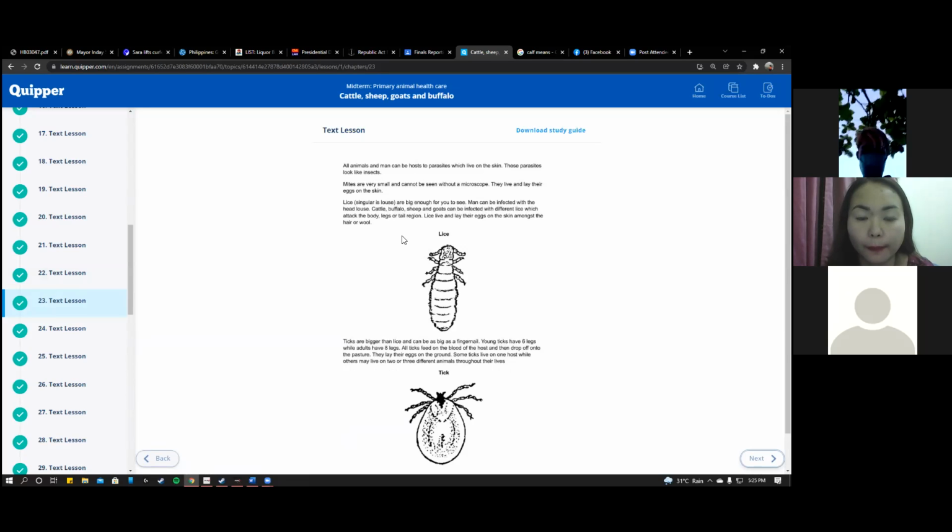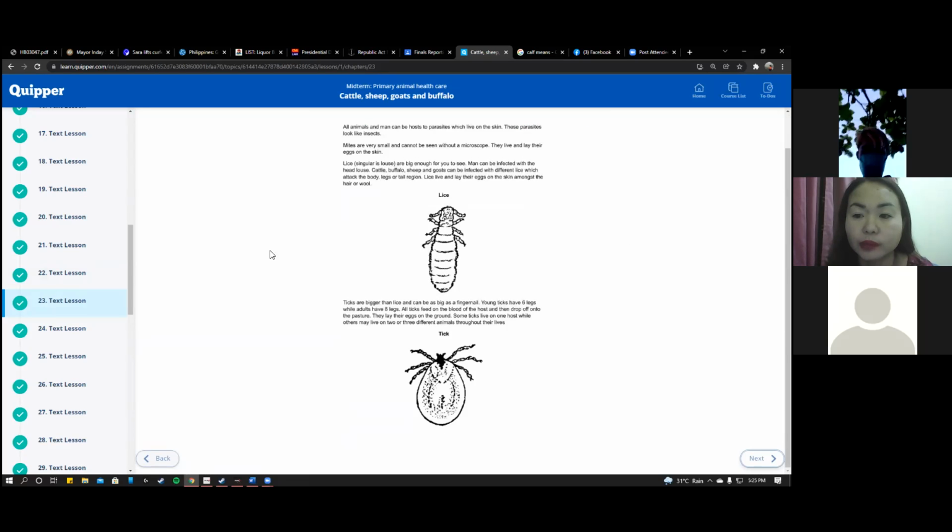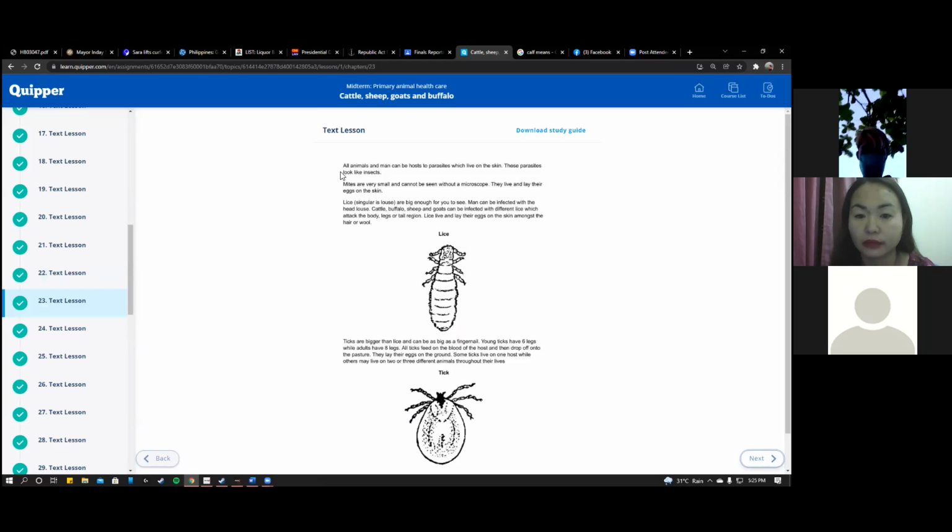These parasites look like insects. So this is a sample picture of what the parasites really look like, which you have probably seen on dogs too. Mites are very small and cannot be seen without a microscope. So mites are a small kind. They live and lay their eggs on the skin.